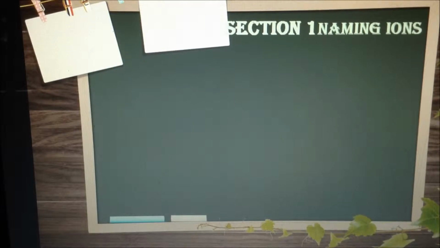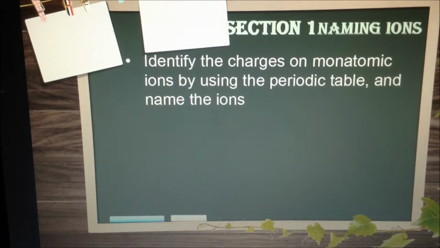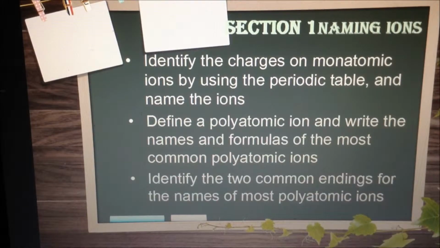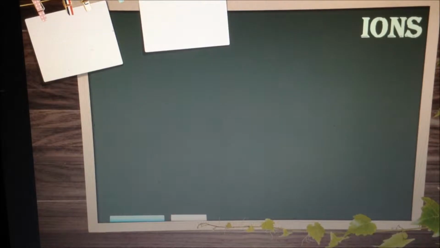So here are our objectives. Identify the charges on monoatomic ions. Define polyatomic ions and write the names and formulas of those. And identify the two most common endings of those polyatomic ions.